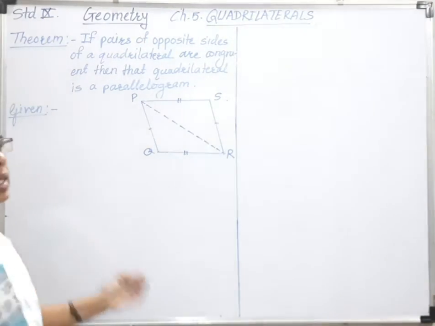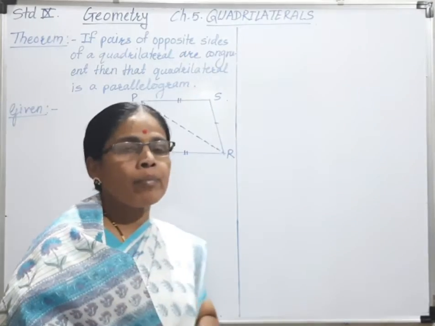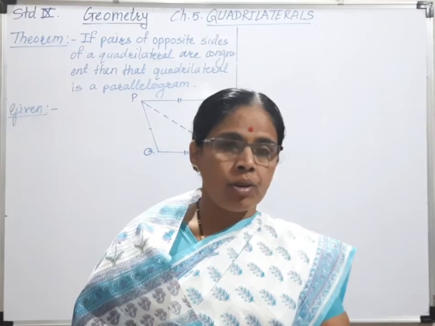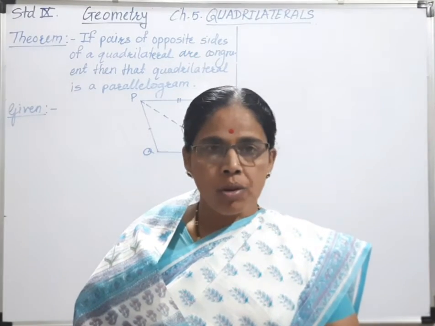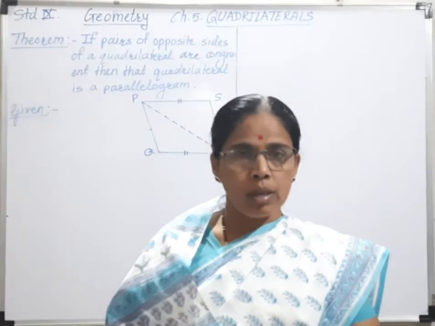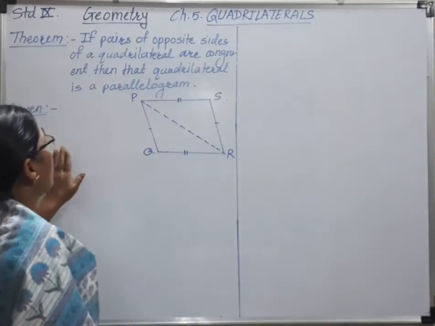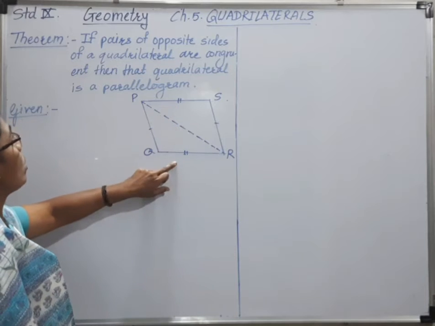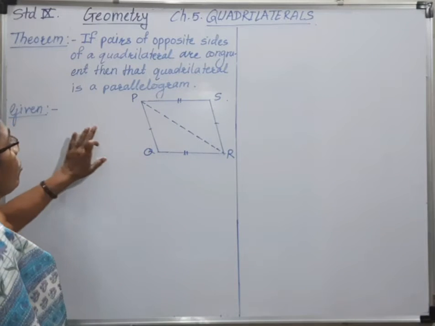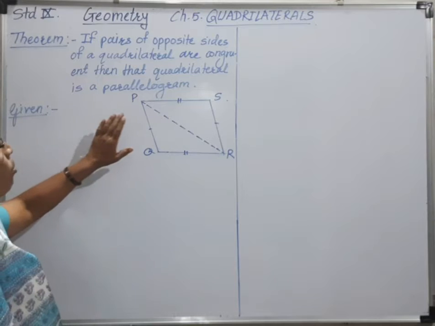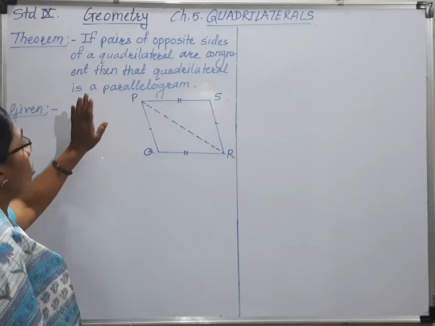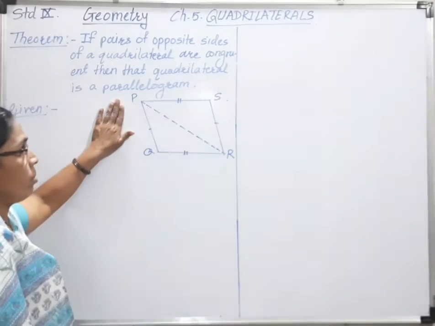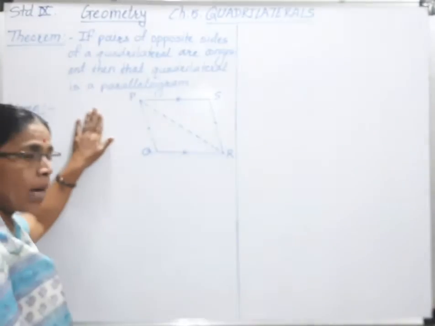Test of parallelogram means, as we know the property of the parallelogram, when opposite sides are parallel to each other and congruent and opposite angles are also congruent, then it is a parallelogram. So the theorem here is: if the pairs of opposite sides of a quadrilateral are congruent, then that quadrilateral is a parallelogram.